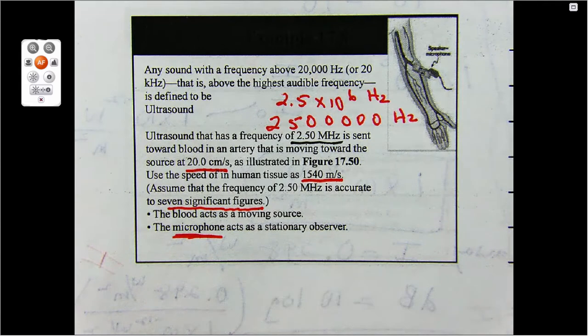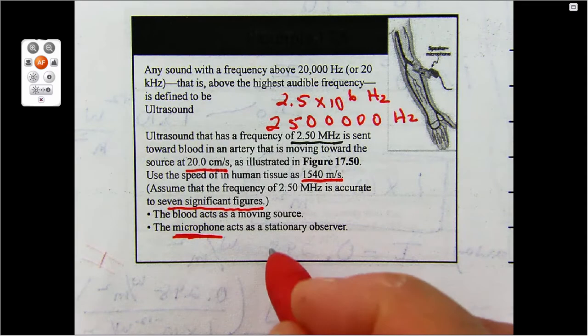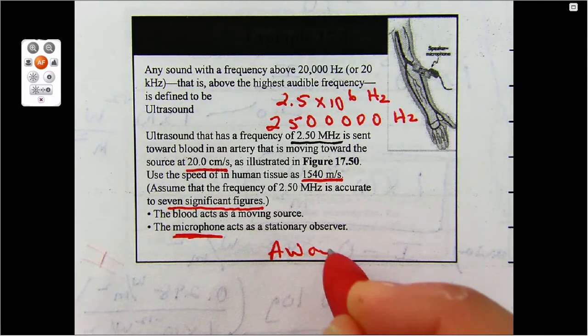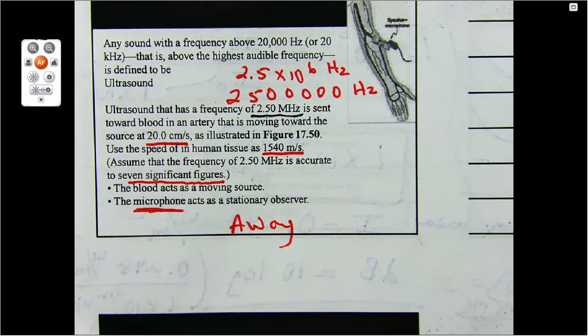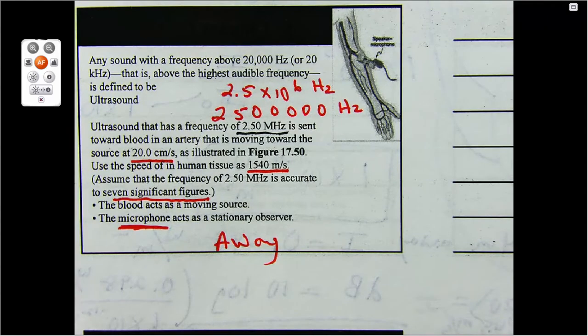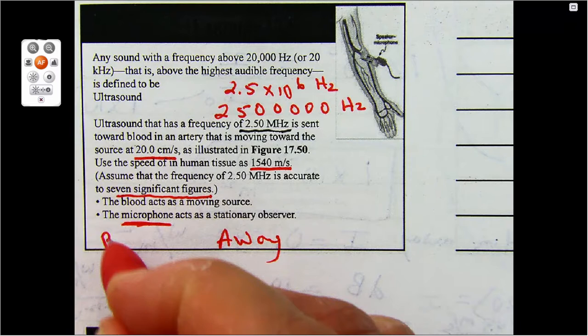How come the blood is moving toward it? We could do it both ways. It's an artery... should be away? All right, we'll do it away. So, blood flow away.